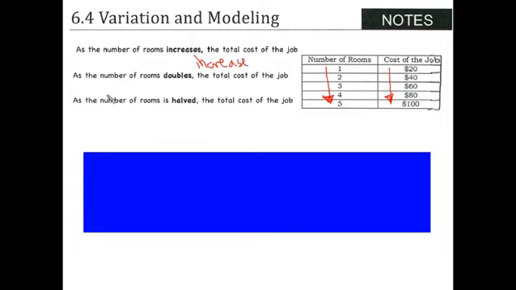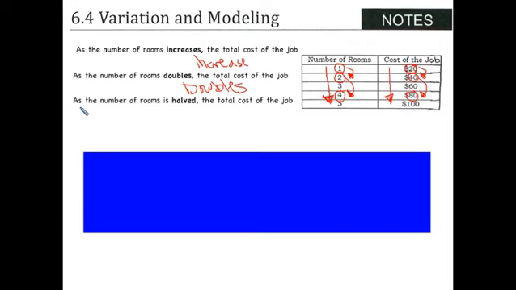Let's try to be a little bit more specific though. As the number of rooms doubles, what does the total cost of the job do? For instance, if we go from 1 room to 2 rooms, we're doubling the amount of rooms that we paint, and it looks like our cost is doubling as well. If we go from 2 to 4, we double the number of rooms that we're painting, and our cost doubles as well. So that kind of makes sense. There's some type of direct relationship between these numbers.